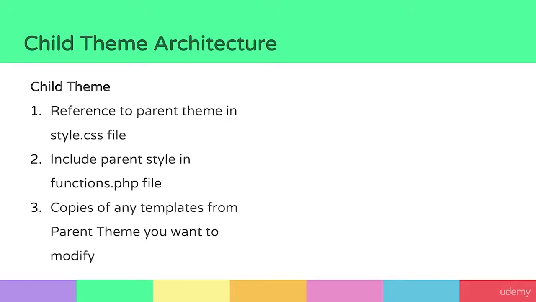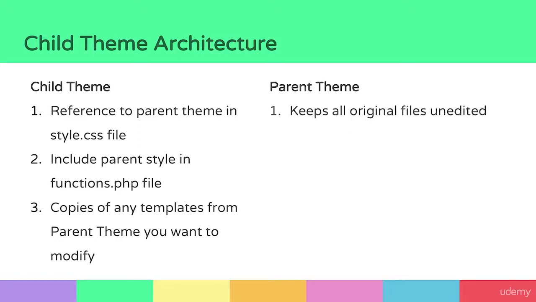And then the final thing is any template files from that parent theme you want to modify, you simply copy them from the parent theme. Don't remove them. You still need them in that parent theme. You copy them over and you make those edits in the child theme area where it's safe from being overridden during the update process. On the other hand, the parent theme, which is just any normal theme that you decide to customize using this child theme approach, is going to keep all of its original files unedited. So just because you have the file inside of your child theme folder, you don't want to remove it from that parent theme.